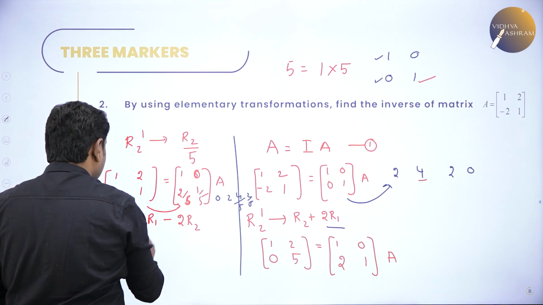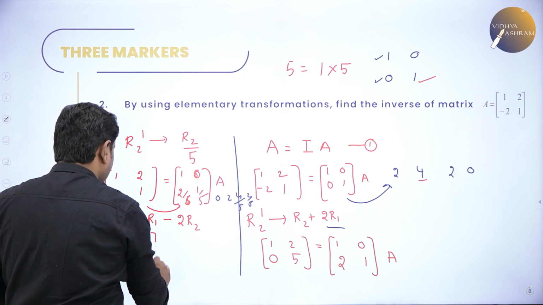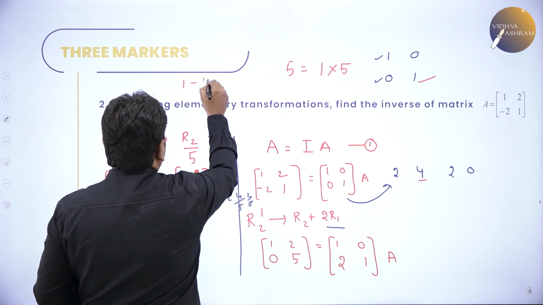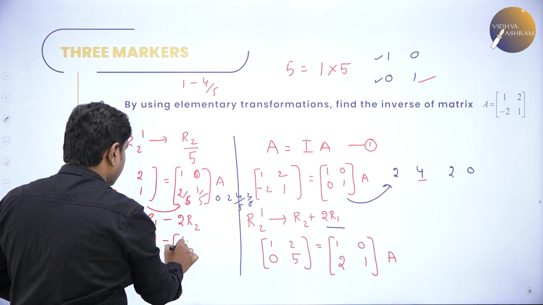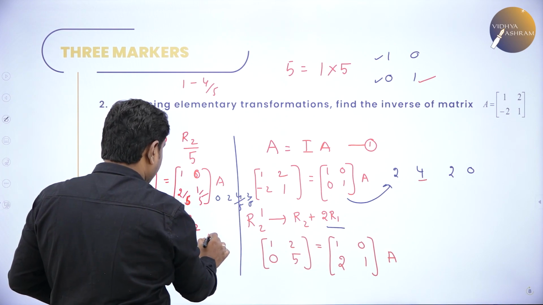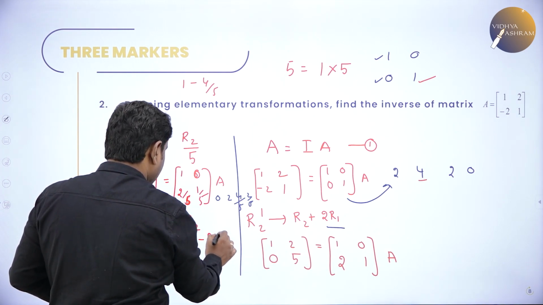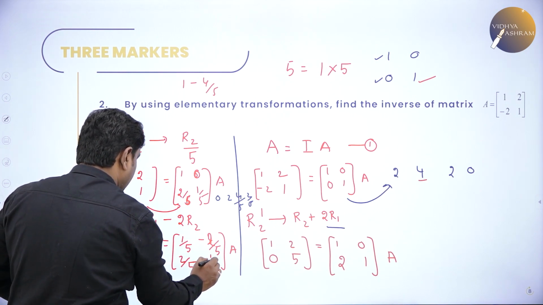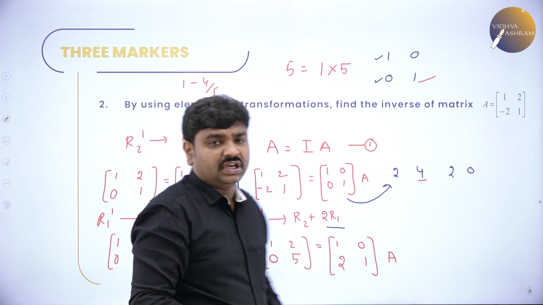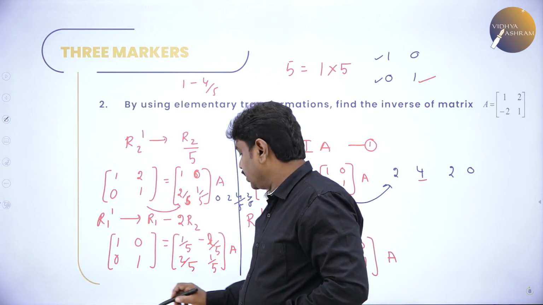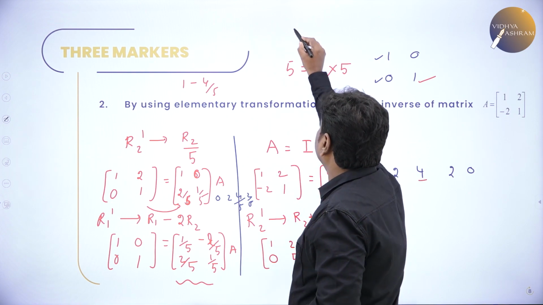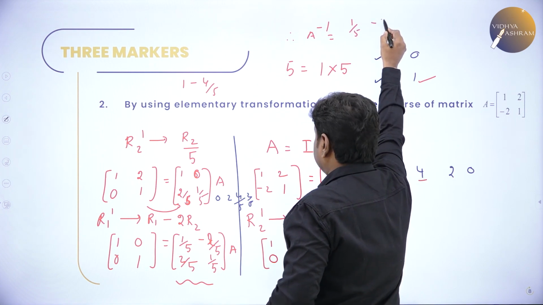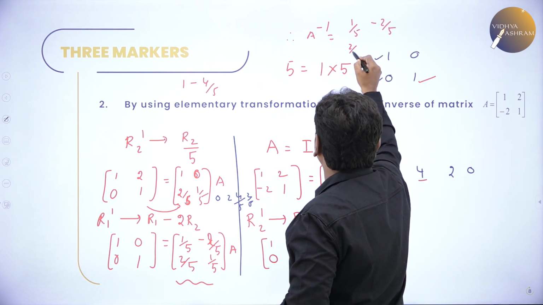1 minus 0 is 1, 2 minus 2 becomes 0, and similarly 1 minus 4 by 5. 5 minus 4 becomes 1 by 5. 0 minus 2 by 5 becomes minus 2 by 5, and the remaining part is 0, 1, 2 by 5 and 1 by 5. Observe that the left side became 1, 0, 0, 1. Whatever we get here is the inverse. Therefore A inverse is 1 by 5, minus 2 by 5, 2 by 5, 1 by 5.